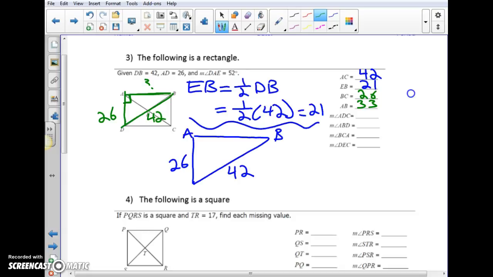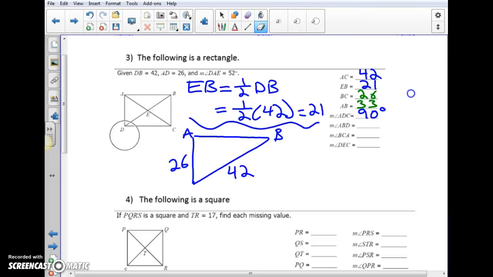The measure of angle ADC. I'm going to go back to my rectangle. ADC is this entire angle D. And remember, all four of your angles in a rectangle are 90 degrees. ABD. So I'm going to go find it. ABD is talking about this small portion of that angle.